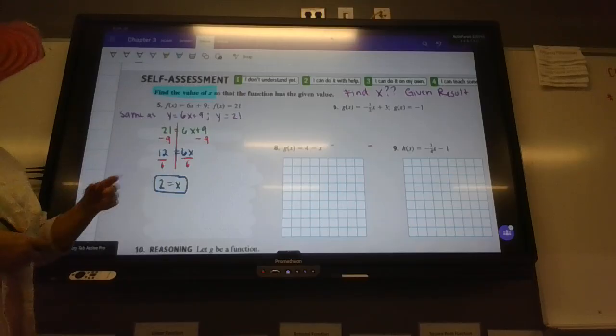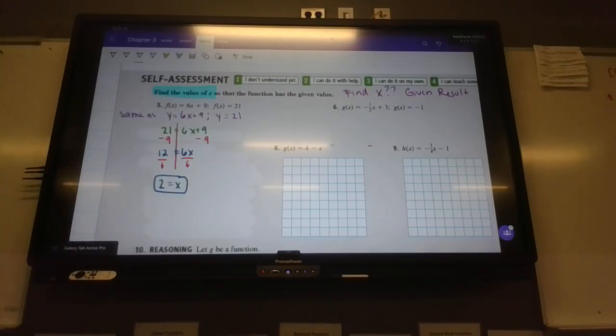All right, you guys go ahead and do 6. See what we get. And then I guess we're going to graph today. 7, 8, and 9 is a graph.